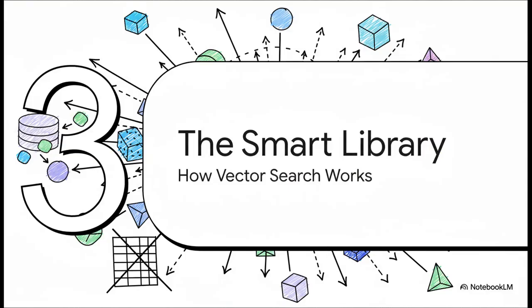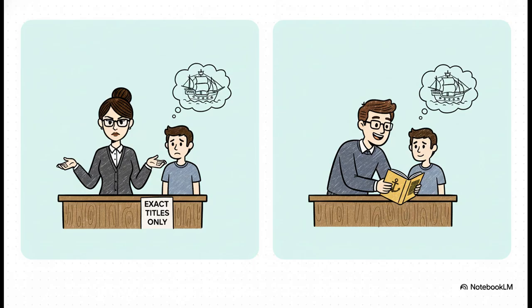Okay, so we've got these incredible meaning coordinates for all our words and ideas. That's great, but where do we put them all? You can't just dump millions of these into a regular database. No, you need a special kind of smart library, a database built from the ground up for this new way of thinking. A traditional database is like a very rigid librarian. If you don't give them the exact title of the book, they can't help you. But a vector database, that's like a brilliant, intuitive librarian. You can just describe the idea of the book you want, something about adventures at sea, and they know exactly what you're talking about, even if you never use the right keywords.